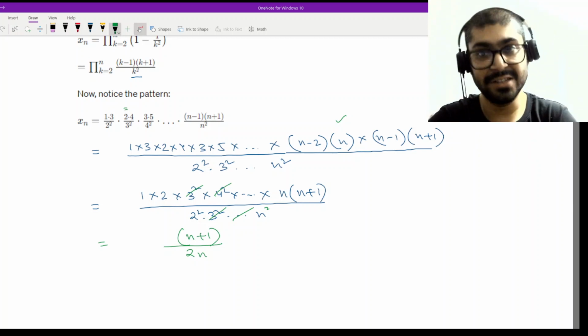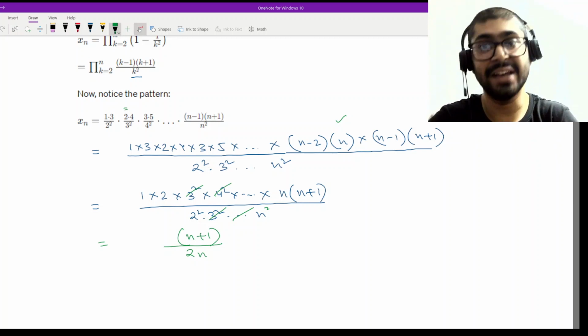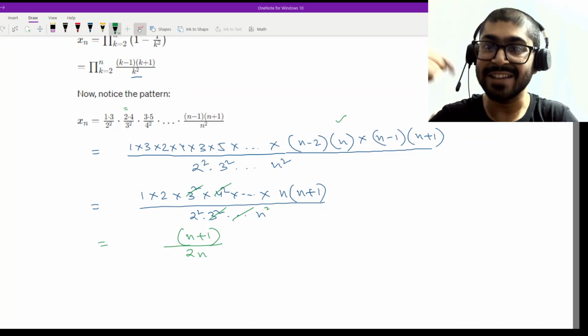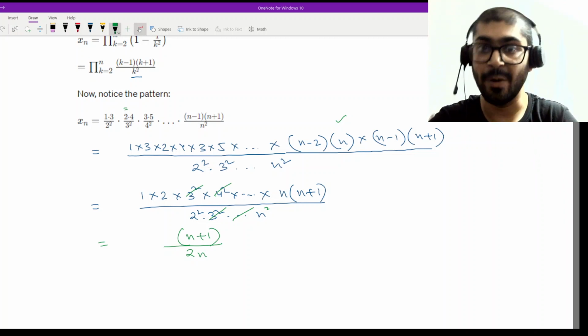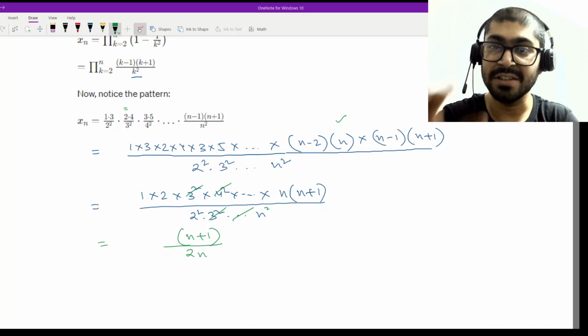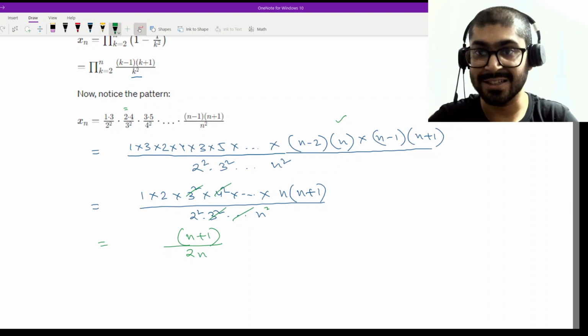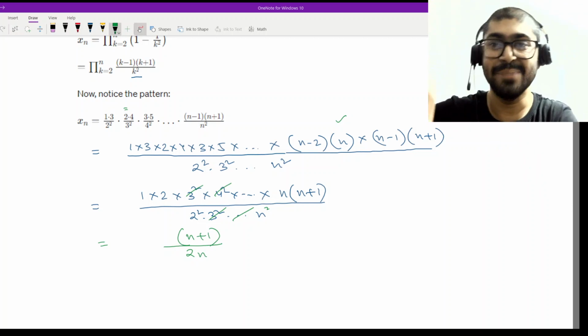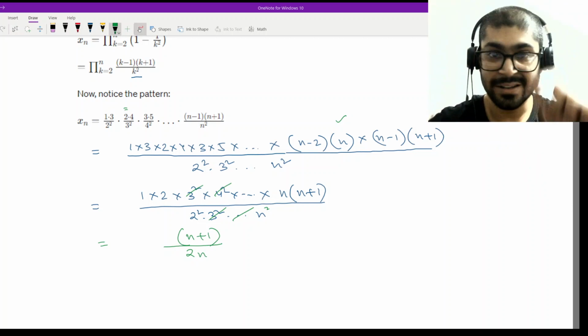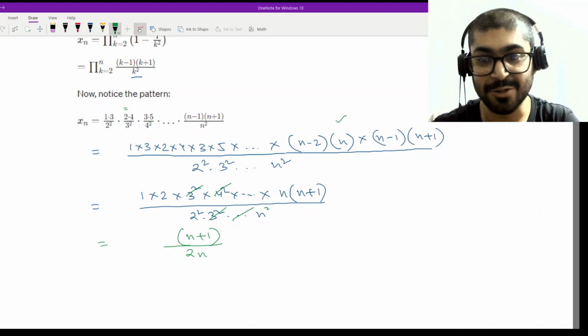2 square n square was in the denominator. One of the 2's and one of the n's got cancelled. Why did the second 2 not appear? Because it would have been gotten from the 0 term, which you excluded. Why didn't the second n appear? Because it would have been the next term to the last term. Now there is nothing after last term, right? Because last term means it's the end. Okay, so the entire thing solves down to n into n plus 1 by 2n.